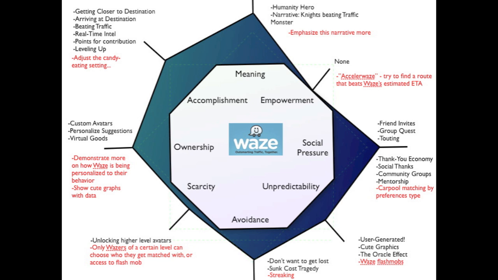For scarcity and patience, a little harder, but I was thinking that I just talked about a few other interesting functions, and maybe have users unlock some of them as they get to a higher level. And for ownership and possession, I think the Waze app wants to demonstrate more on how Waze is being personalized to their behavior. You want to show cute graphs of the data you collect and say, hey, this is for you. And then finally, for accomplishment development, I usually don't dive too much into PBL stuff because everyone's doing that, but I would just say they should adjust their candy eating settings because it's kind of annoying.